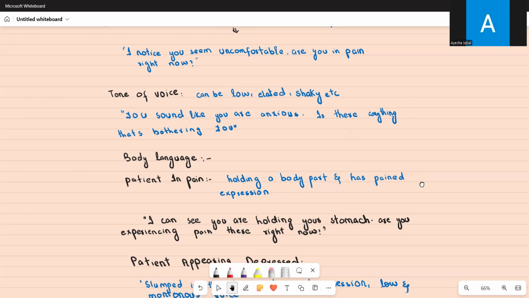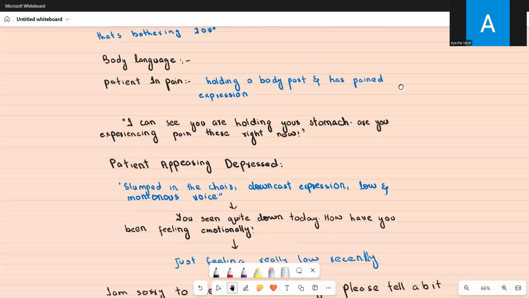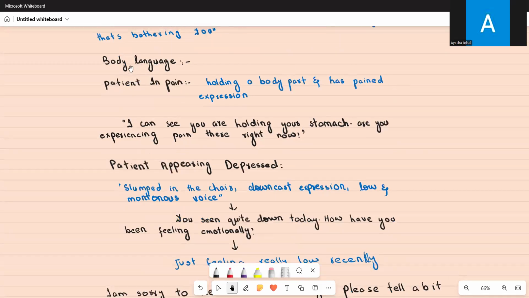Now, patients can also convey nonverbal cues with their body language. So, for example, the patient can convey pain by holding a body part. For example, a patient is touching their stomach, okay, and they have a pain expression. So you can say, I can see that you are holding your stomach. Are you experiencing pain there right now? Okay, and then explore the pain further.